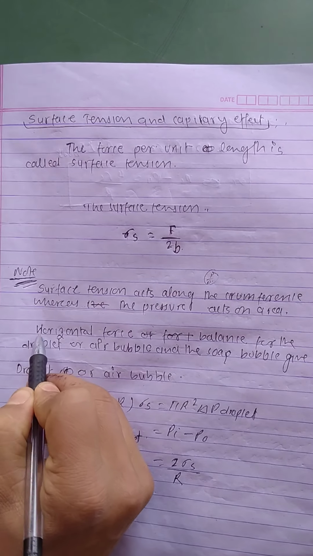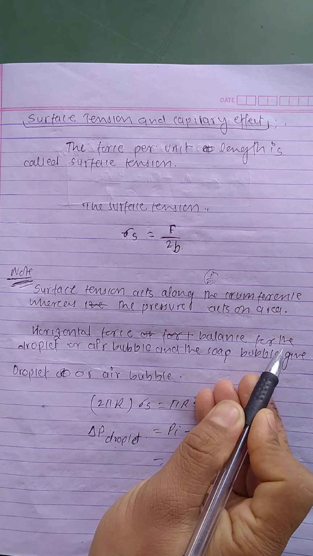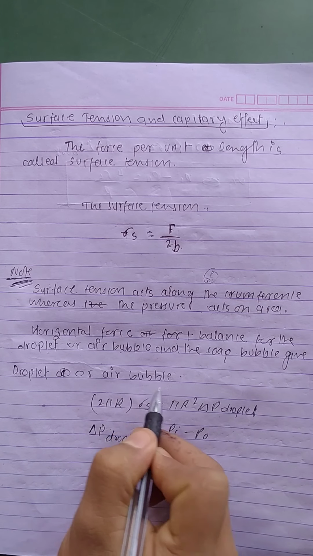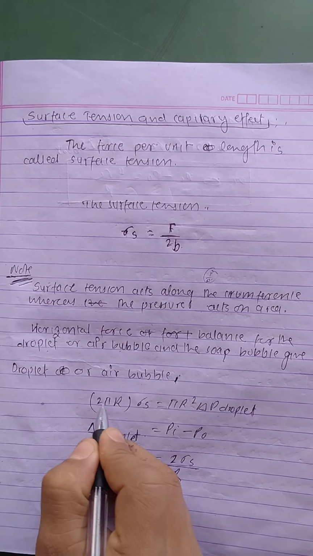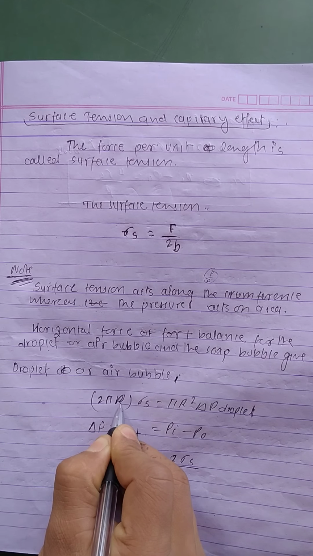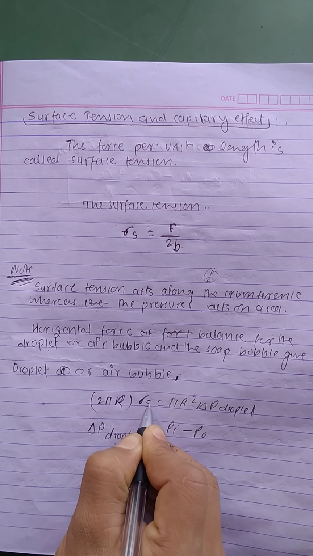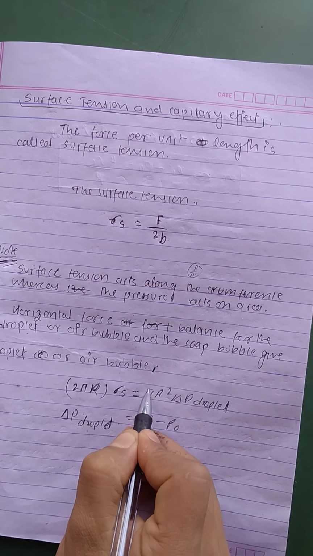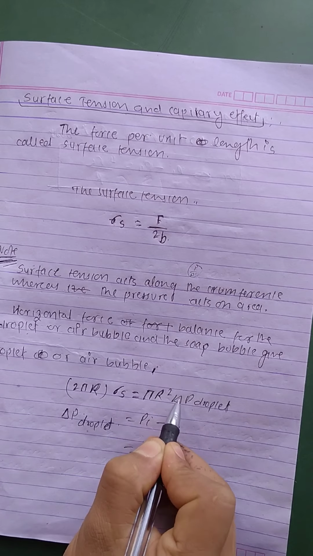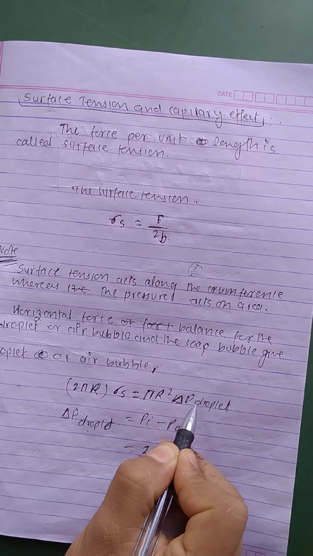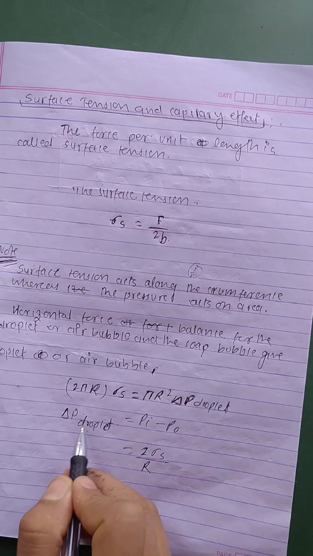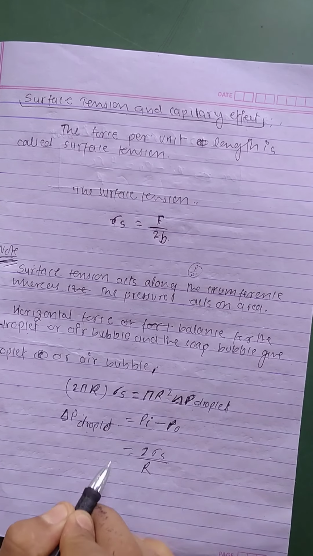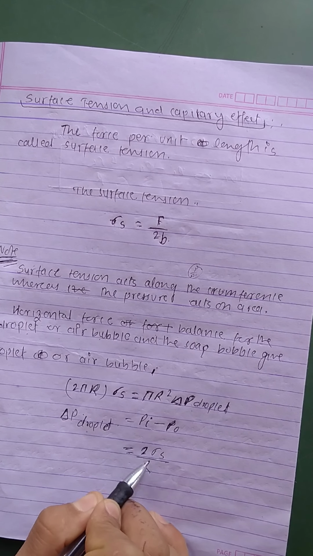The horizontal force balance for a droplet or air bubble: for a droplet, 2 pi r is the circumference, so the surface tension force is 2 pi r sigma s, which equals the pressure force for the drop, pi r square dp. The change in pressure for the droplet, dp, is equal to p i minus p naught. It will give you 2 sigma s by r.